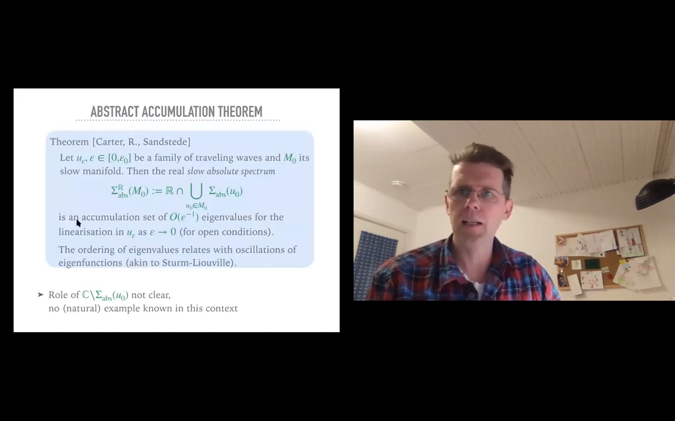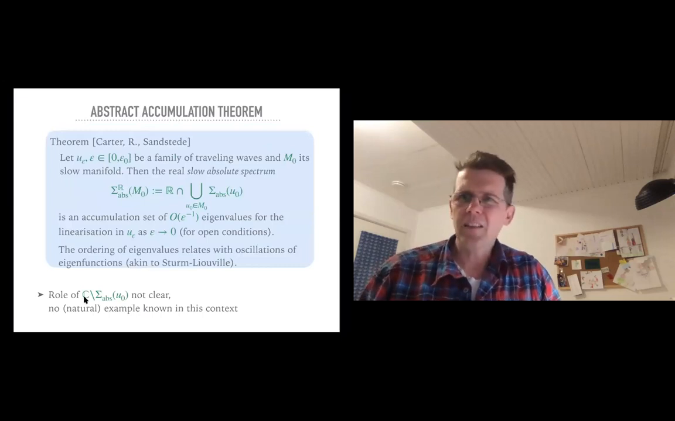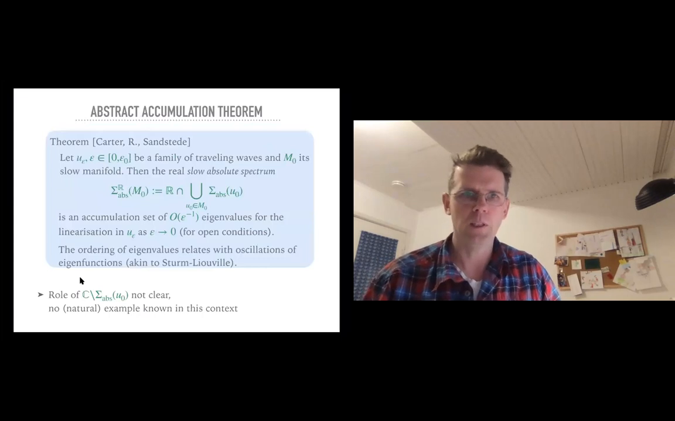And one of the candidates for other eigenvalues is actually the complex parts of this absolute spectrum. However, we have not gone over all the technicalities to show that, and it's actually unclear to us whether that's true or not. So we've left this aspect out of this work. In fact, the complement of the real absolute spectrum in the complex plane doesn't really occur in these cases, it appears. So there's no natural example that we know of, but that doesn't rule it out.